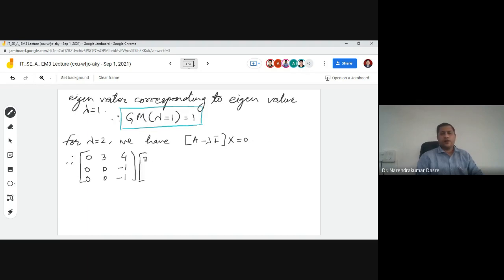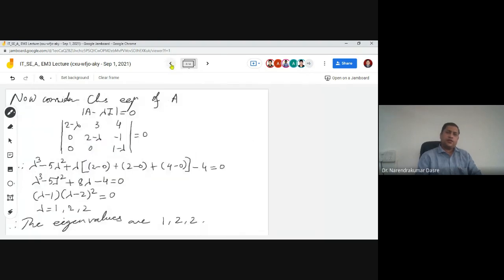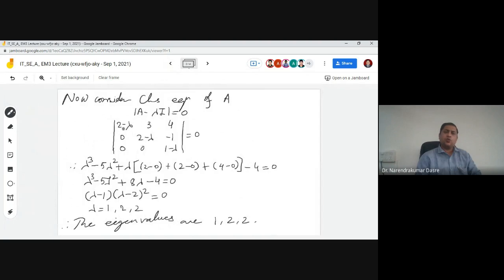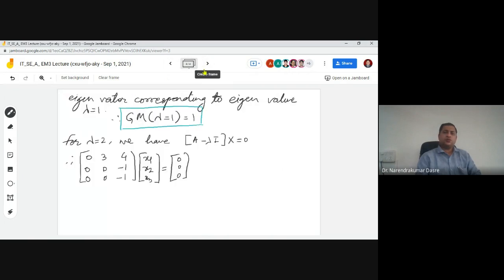Okay. And here we have x1, x2, x3, and then we have here 0, 0, 0. So you can see here, if I put lambda is equal to 2, then this will be 0, 3, 4. This will be 0, 0, minus 1. This is 0, 0, 1 minus 2. 1 minus 2 is going to be minus 1. Okay, and that's how we have got this equation.